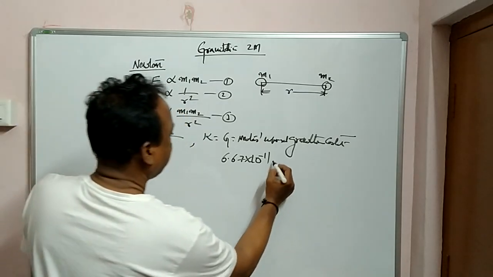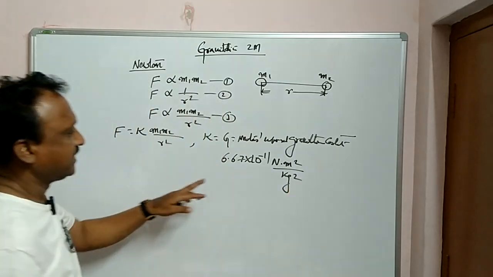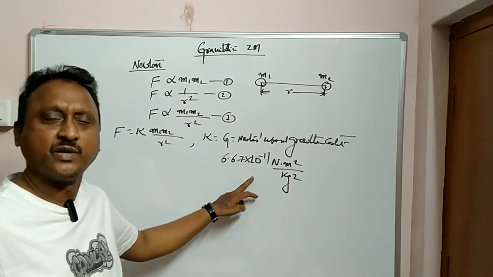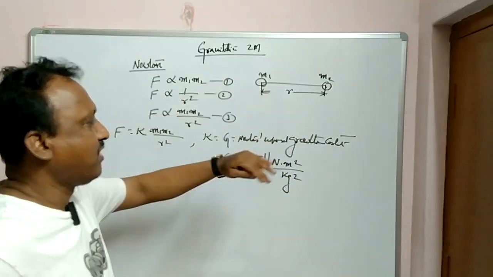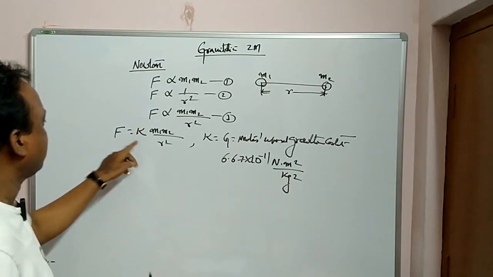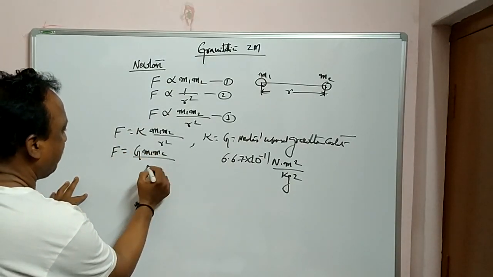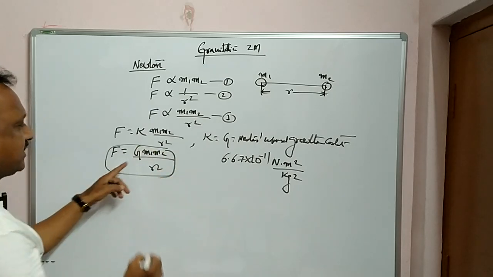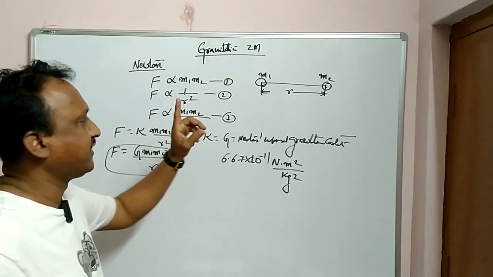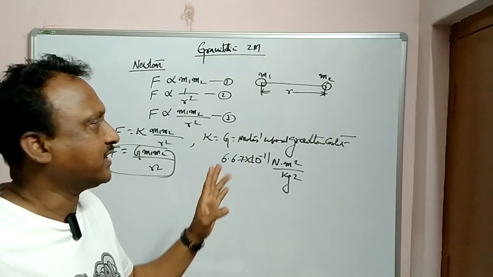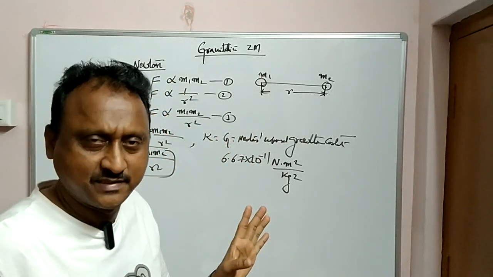And what are the units? SI units, Newton meter square per kg square. This value you have to remember in the examination. They will be asking regularly, what is the value of G? G is the universal gravitation constant. It is constant anywhere in the universe. So F is equal to capital G m1 m2 by r square. This is the formula for Newton's force of attraction between any two bodies. Please make a note, this is only applicable for point masses.